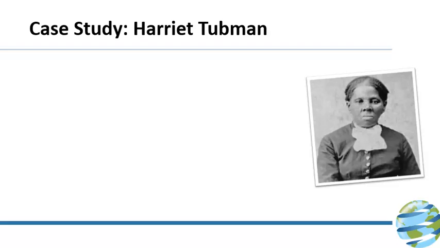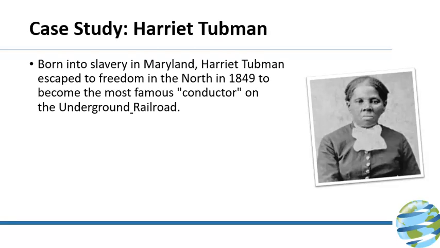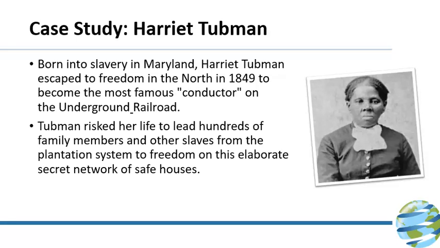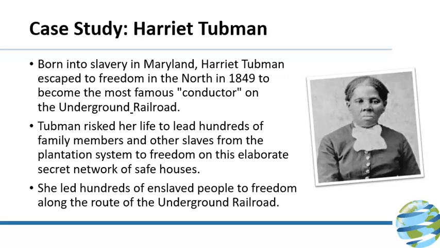The next person we will look at is Harriet Tubman, who is a key figure from a little bit earlier on. She was born into slavery in Maryland and escaped to freedom in the North in 1849, so quite significantly prior to the ones that we've been looking at. She became the most famous conductor on the Underground Railroad. She risked her life to lead hundreds of family members and other slaves from the plantation system to freedom on this elaborate secret network of safe houses. She led hundreds of enslaved people to freedom along the route of the Underground Railroad and therefore is a significant figure in the fight for rights.